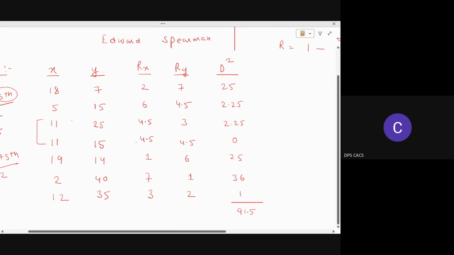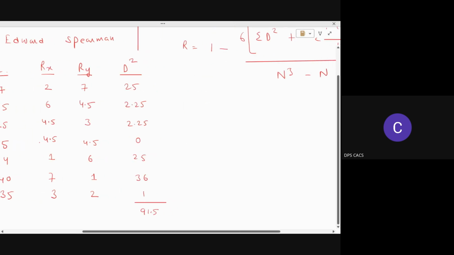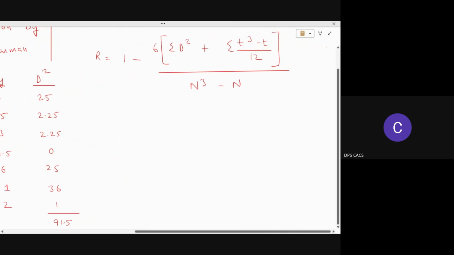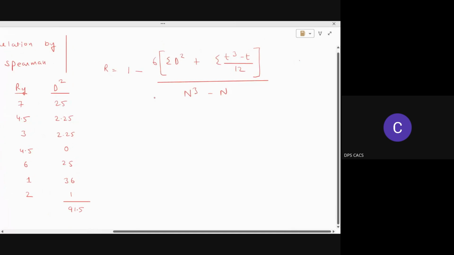D square we have got. Same steps we have followed till now. Only difference was the tie case. Now coming to the formula. So you have got D square and you can apply that in the formula. So 1 minus 6 with bracket. Then we have 91.5. Any problem? This part I do not know, but the denominator I know very well. How many observations are there? 7. So 7 cube minus 7 again, which is 343 minus 7, 336.